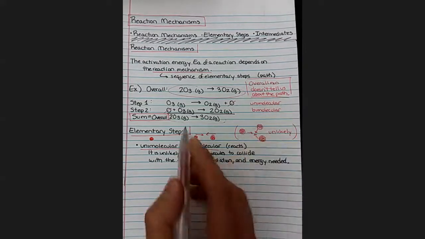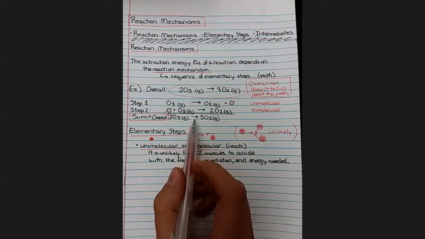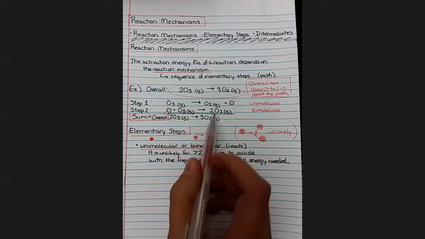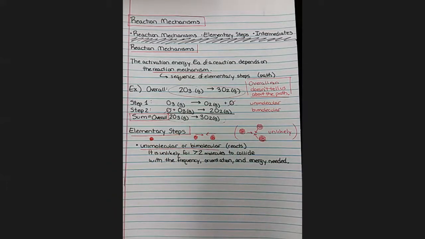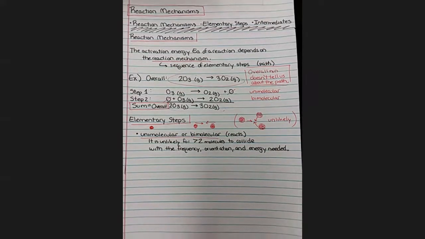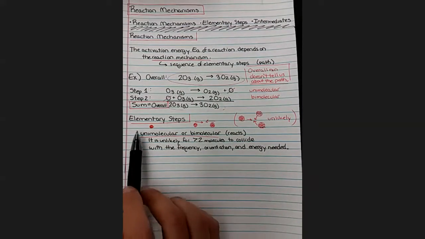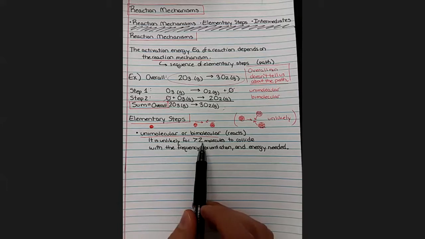But it's important to note each of these reaction mechanisms is experimentally proposed. It is proposed based on experimental data, and it's very difficult to prove a mechanism is true. All right, let's go back to elementary steps. So we know for something to be an elementary step, it has to be unimolecular or bimolecular.